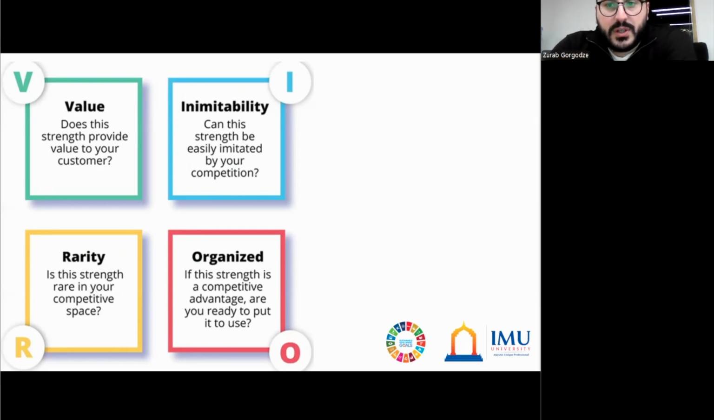In conclusion, the VRIO framework provides invaluable insights into understanding which resources can lead to sustained competitive advantage. By evaluating resources through this lens, focusing on value, rarity, inimitability, and organization, organizations can make informed strategic decisions that drive success over time.